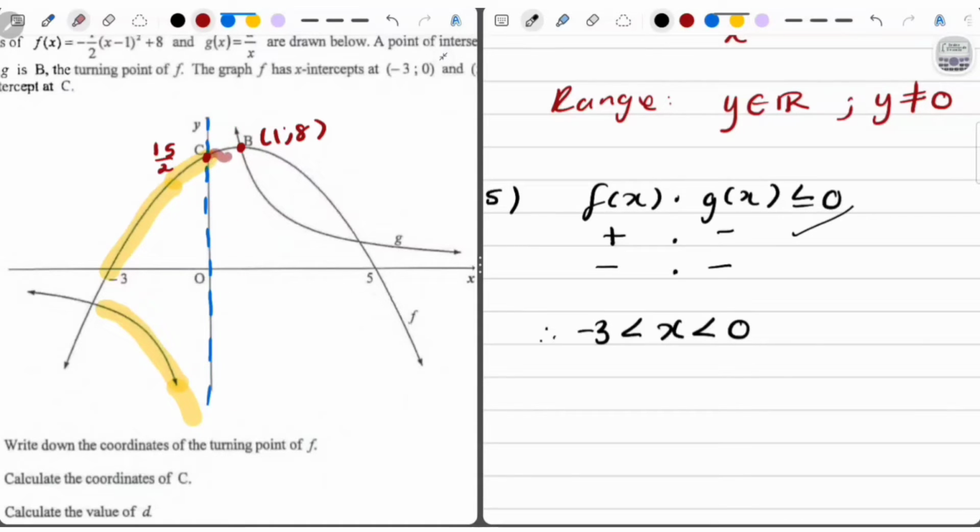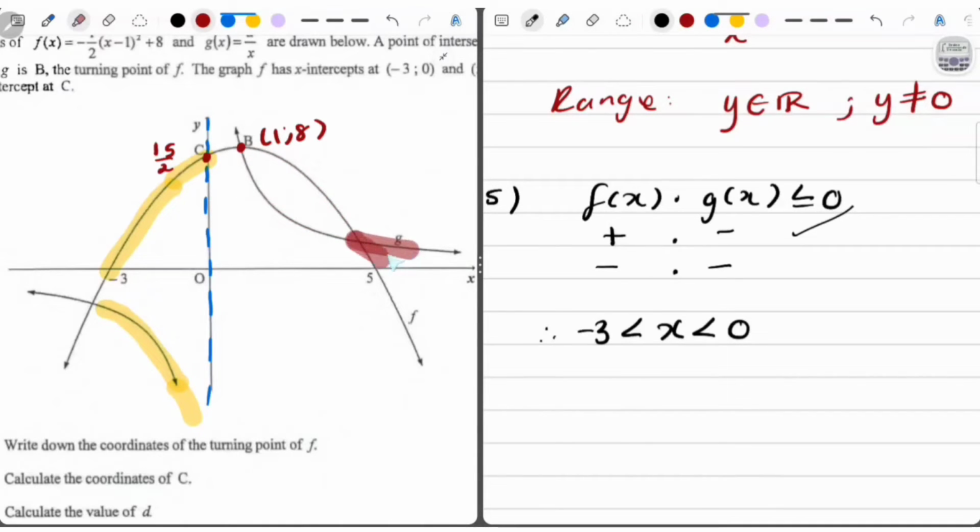After this 0, you see that the parabola has positive values. It still has positive y values. And the hyperbola is also having positive y values. We don't want that. We don't want this situation where the y values are both positive, because if you take a positive times a positive, it will just give you a positive, not a negative, okay? So we cannot take that. So if we keep going through here, they both have positive y values, and we don't want that.